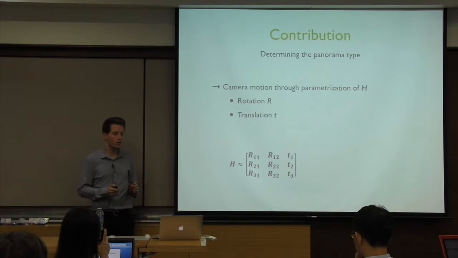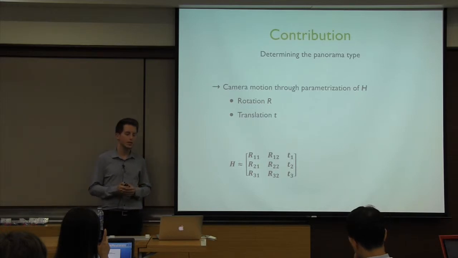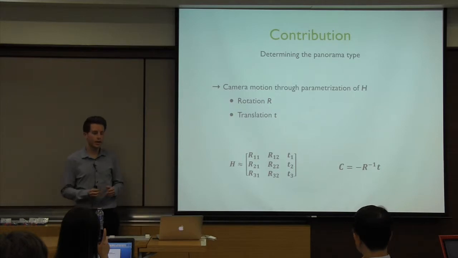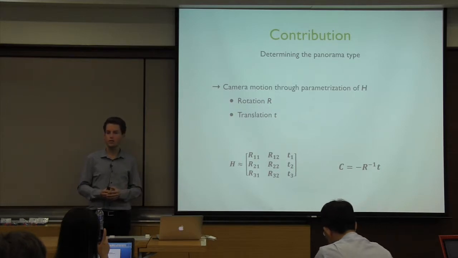Once we have this information, we can calculate the camera center, which we say is C, and that is equal to the negative inverse of the rotation matrix times the translation vector. So we get the camera center.